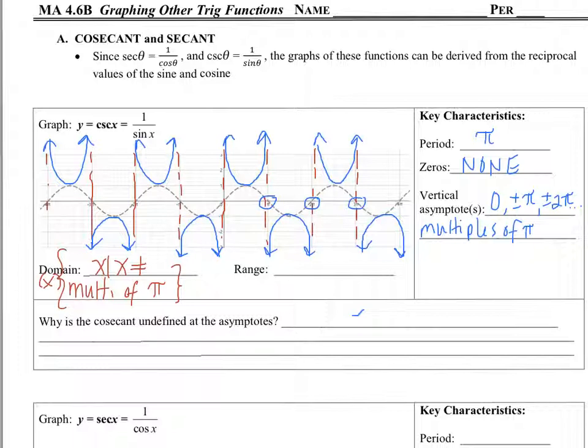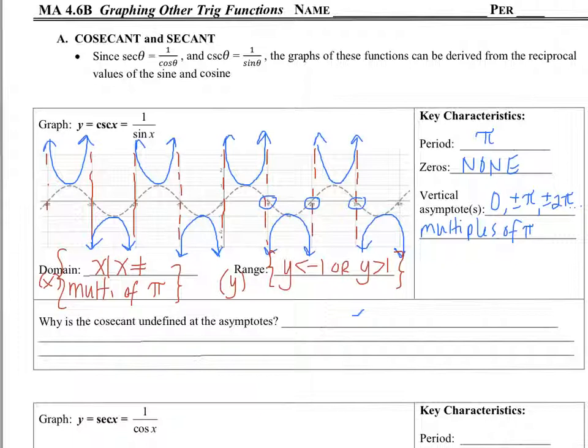Okay, we'll come over for the range. The range, remember, is asking you about the y values. Our y values basically can touch the lowest value of the sine, and they can touch the highest value of the sine, but they can't be anywhere in between those two things. So the y values are either going to be less than or equal to -1, which is the smallest value for the sine, or greater than or equal to 1, which is the largest value for the sine.